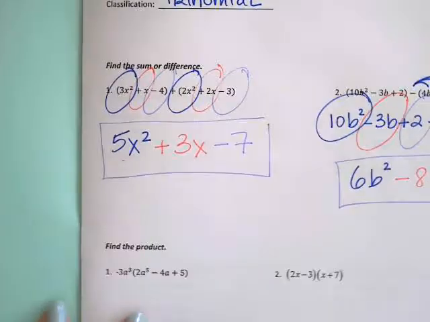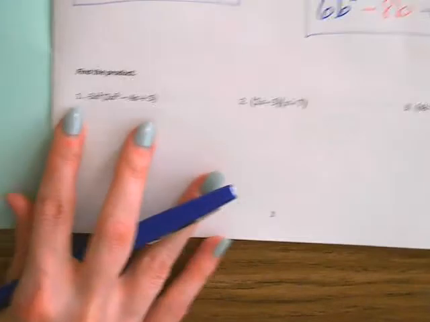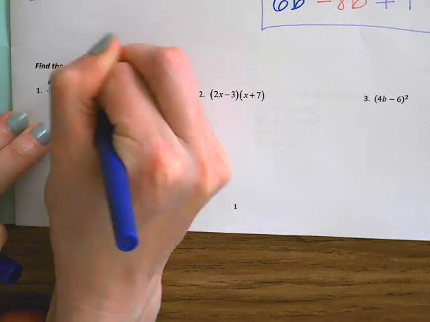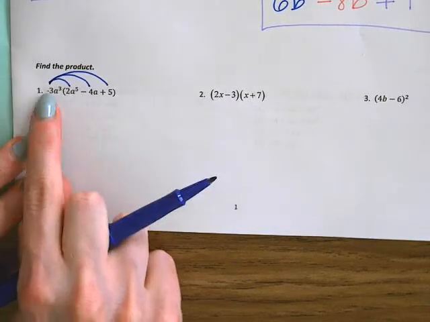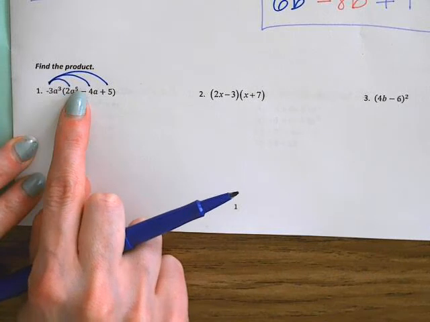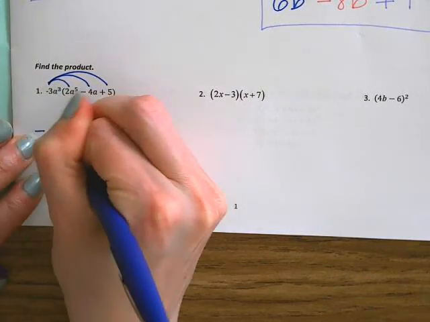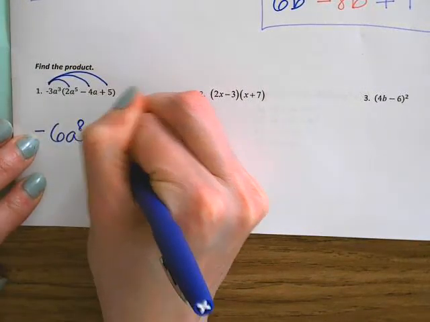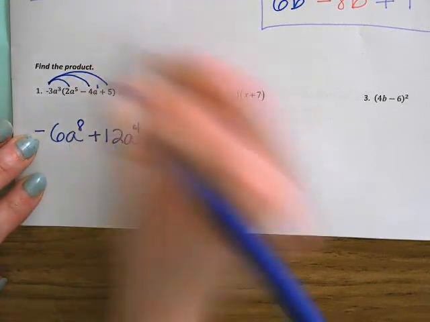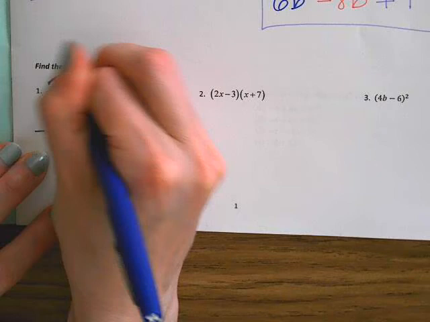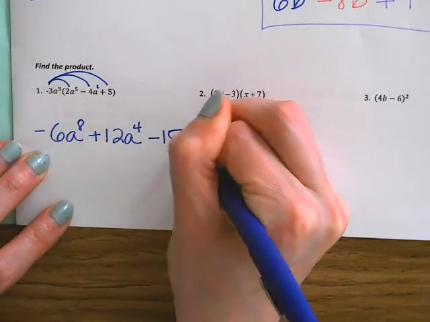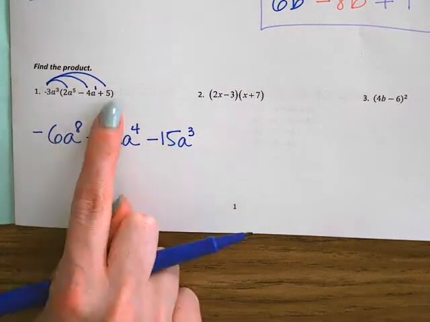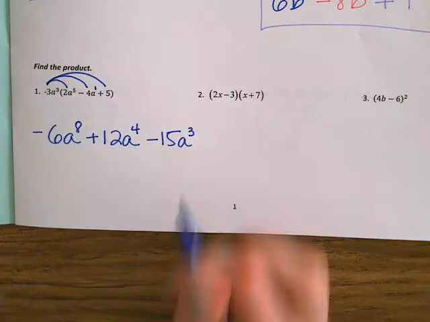Okay, then we got into multiplying. So find the product. And this is just where you guys distribute. Now, when you distribute a polynomial, you multiply, but you add the powers. So this one's negative 6a^8. And then you multiply positive 12a^4, because you add the powers, and then negative 15, and then there's still just the a to the third. Okay, so multiply, add, multiply, add, multiply, add, if there's anything to add. Done.